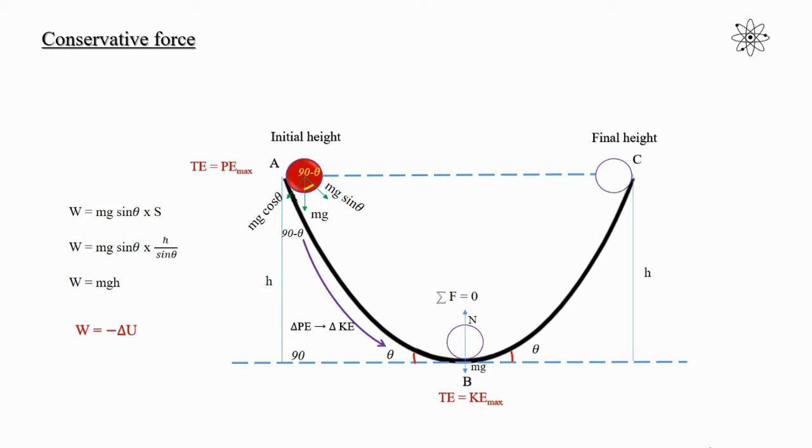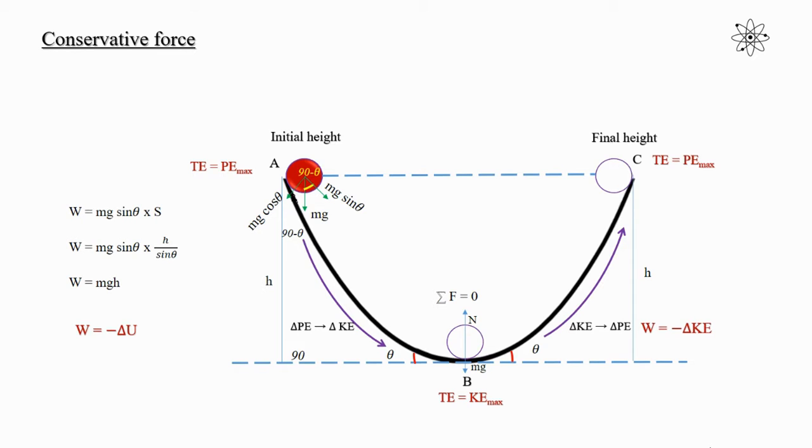That kinetic energy provides the inertial force which makes the ball move from position B to position C. When the ball moves from position B to position C, the kinetic energy again gets converted into potential energy. So once the ball reaches position C, its total energy again becomes potential energy, which is the same as that of position A.